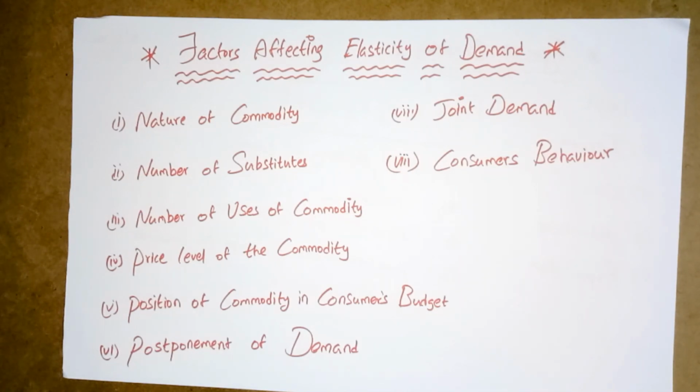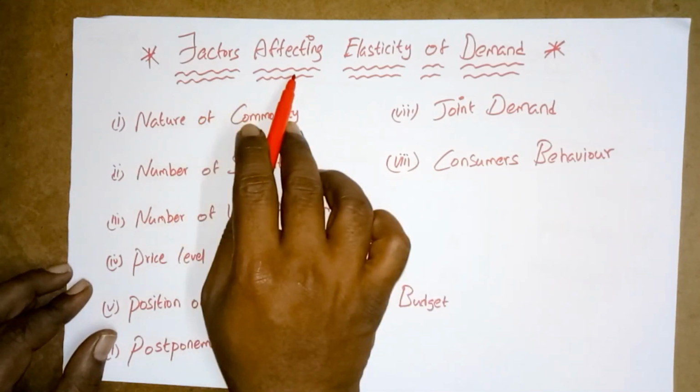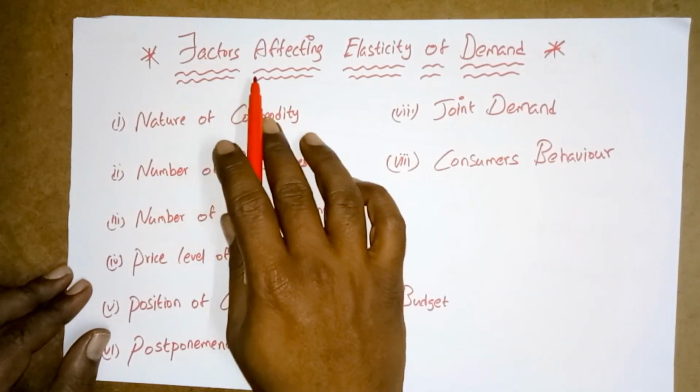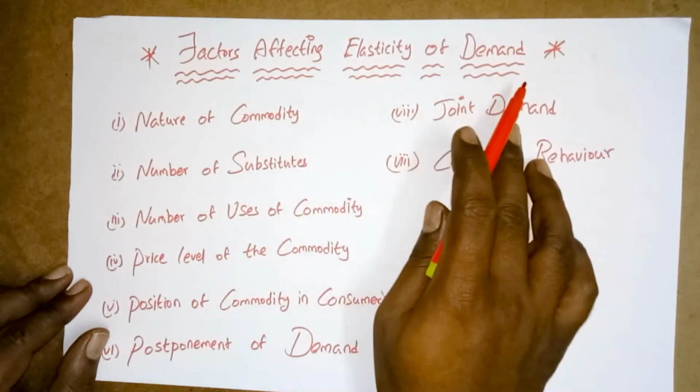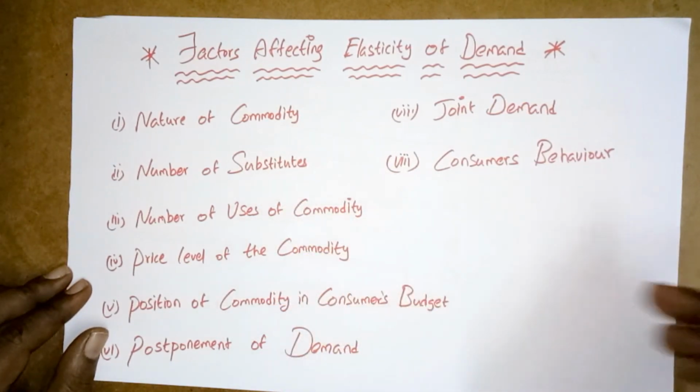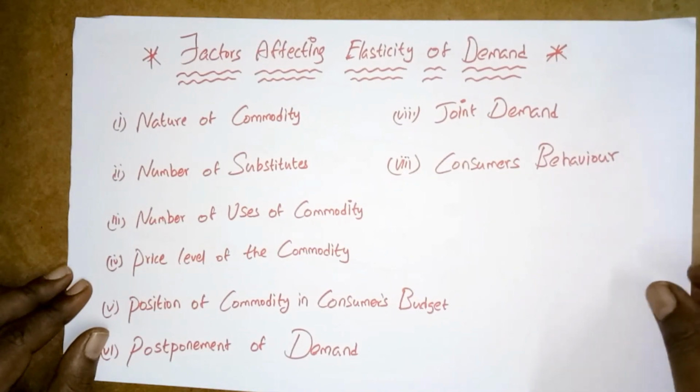Once again I am repeating here, under consumer's behavior, if the consumer is habituated, it falls under inelastic. If purchased very frequently, highly elastic. Rarely means inelastic demand. Okay friends, these are the factors affecting elasticity of demand. If you get a question, state and explain factors affecting elasticity of demand, these are the side headings, so you have to write in this form and you will get good marks.